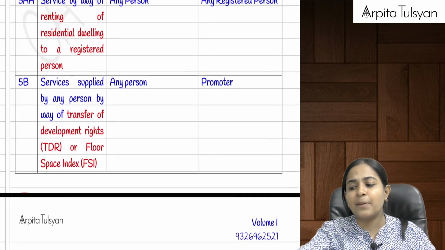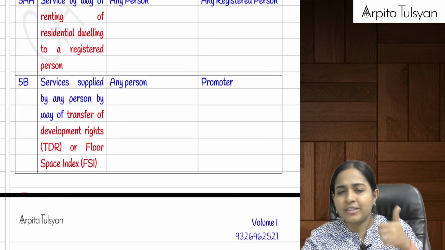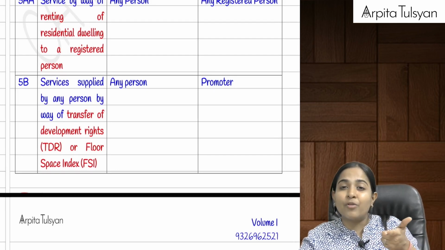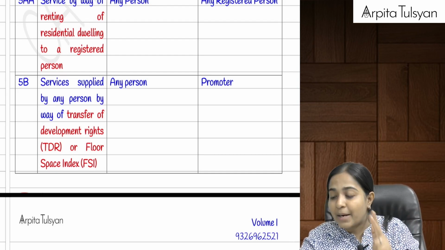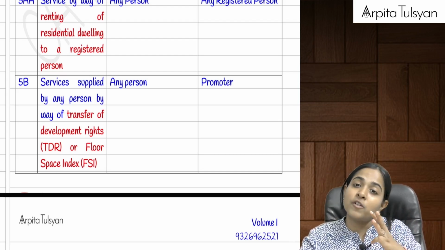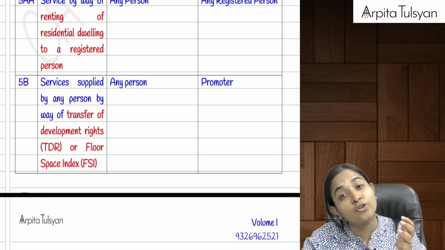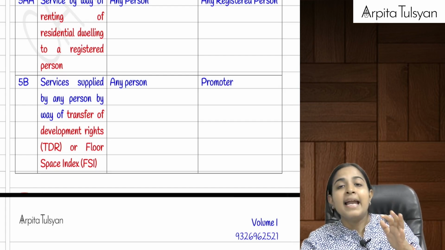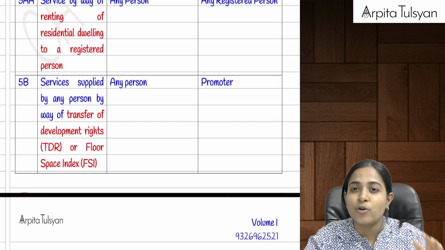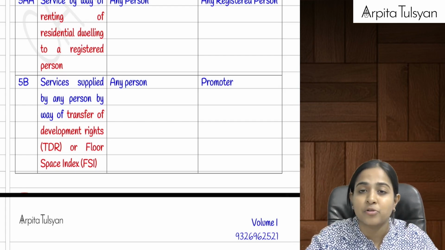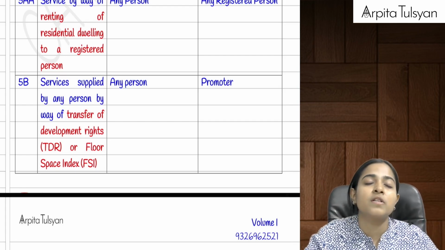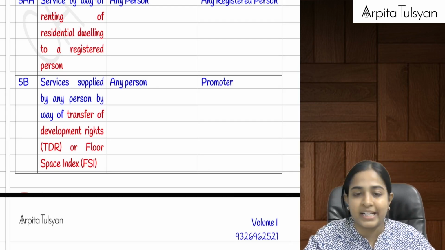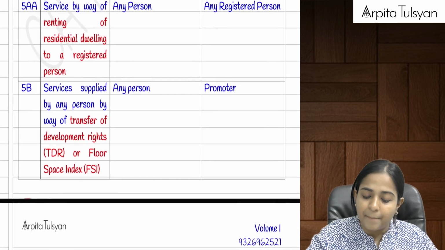Can we just recollect the pointers that we have done till now? First one was GTA services to those seven people. Second one was advocate services. Third one was arbitral tribunal services. Next one was sponsorship services to a partnership firm or a body corporate. Next one was the government providing any sort of services, except for those four services, to a business entity. And the last one was the renting of immovable property services provided by the government to any registered person, right?